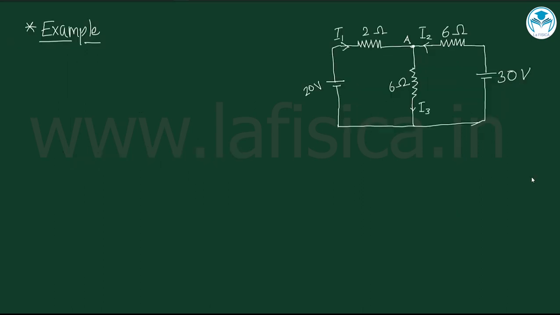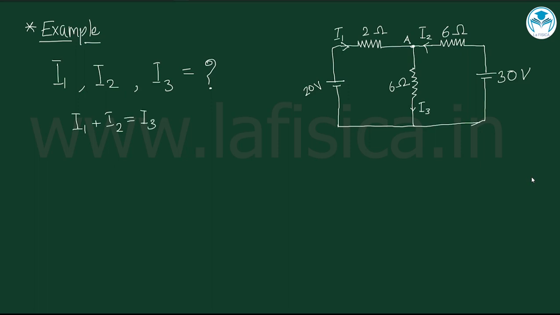Let us try to solve one example. Here 20 and 30 volt are voltage sources, and 2 ohm, 6 ohm and 6 ohm resistances are here. We have to find I1, I2 and I3. Now let's see this node A. By Kirchhoff's current law, I1 plus I2 is equal to I3.